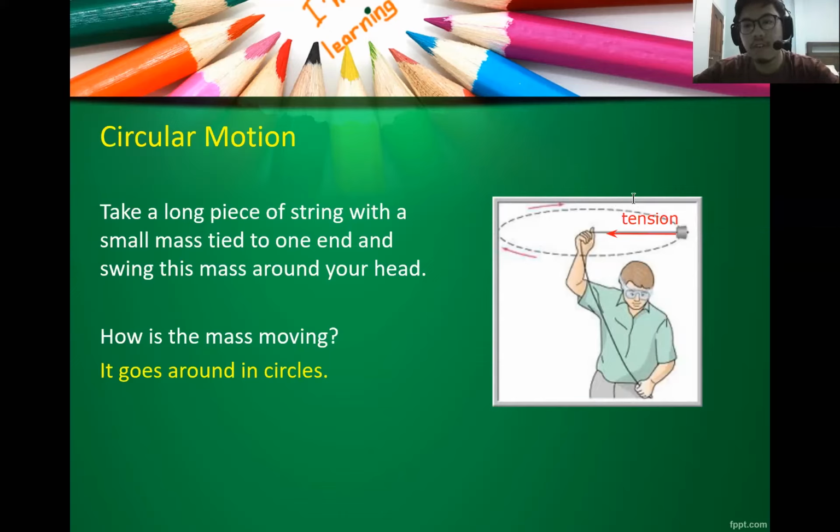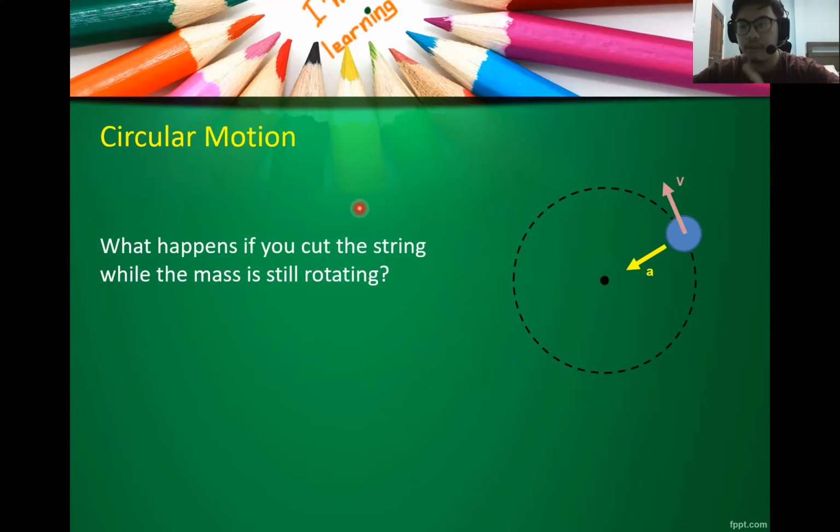And this tension force is the centripetal force for this circular motion. So if there is a question asking what is the centripetal force for this circular motion, the answer will be tension. So centripetal force can be anything depending on the object that is doing the circular motion. Right, so the object is moving around. It's being swung around the center.